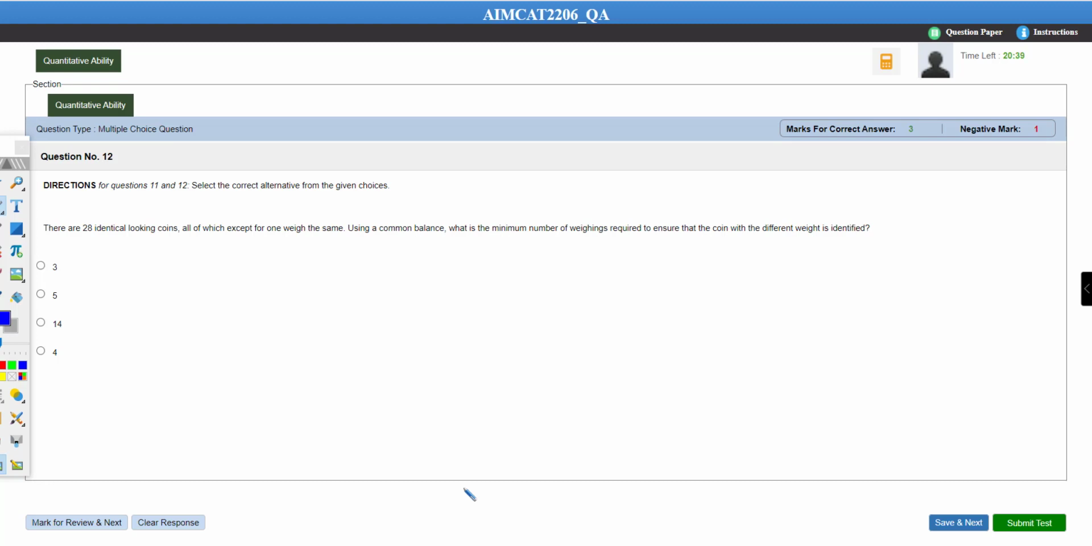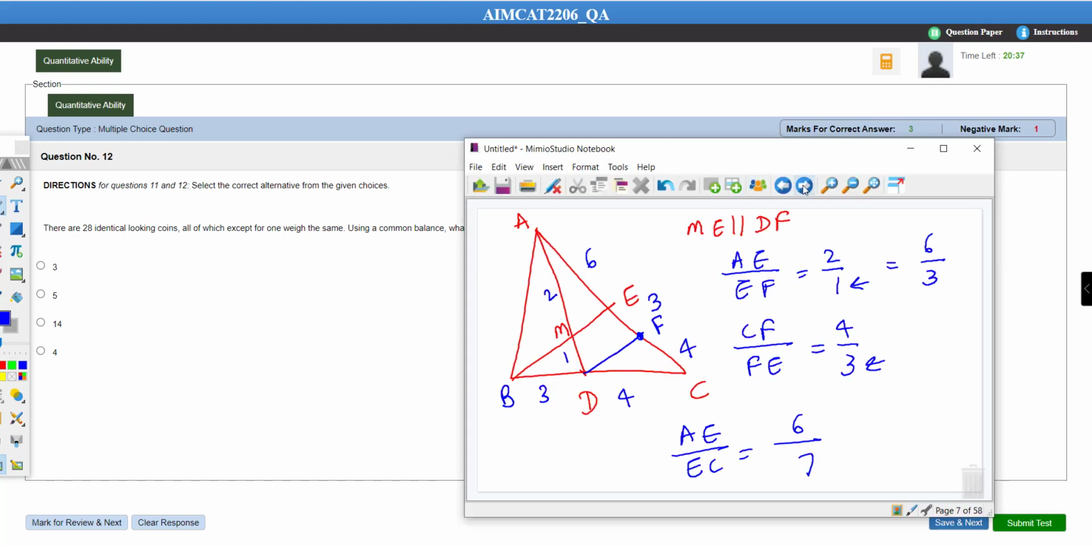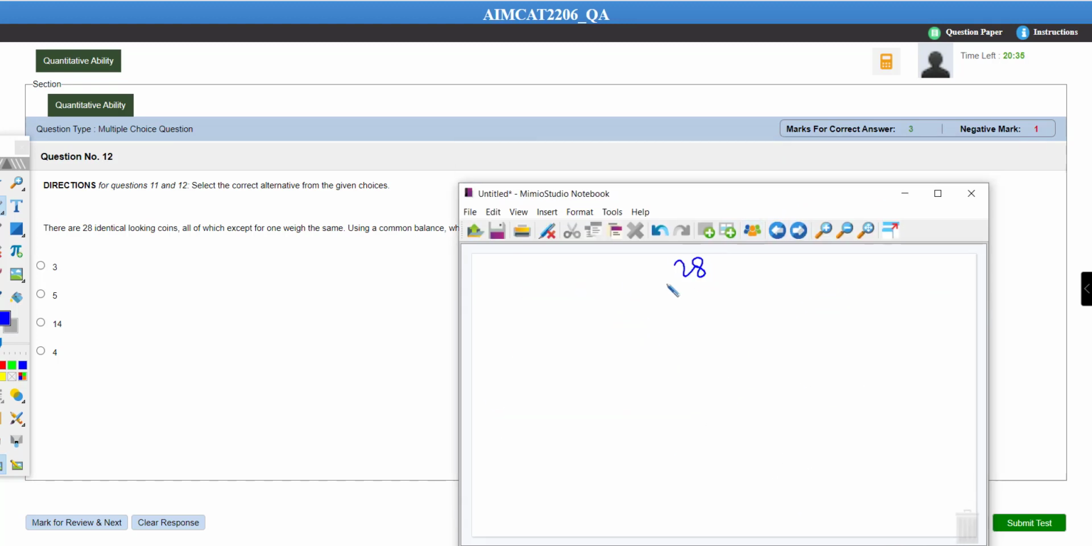So over here, what we need to do is break this. How can we break this? Look at 28 coins. This is divisible by 14, which is one of the options. We can make groups of 2 coins, so there will be 14 groups. Out of 14 groups, 13 groups will have the same weight, one will have a different weight. We will choose that, but we need to weigh that again.